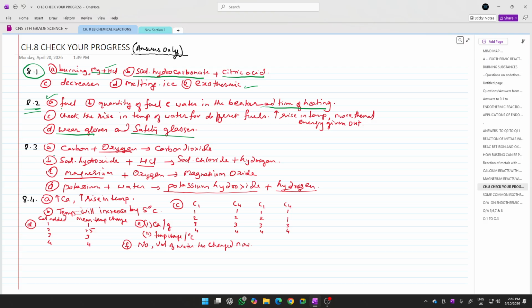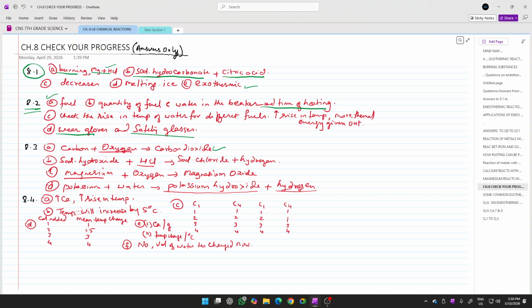8.3 says copy and complete the following word equations. Now, this answer I have already written. First one is A. Carbon plus something is equal to carbon dioxide. So that something will be oxygen. Carbon plus oxygen will give you carbon dioxide.